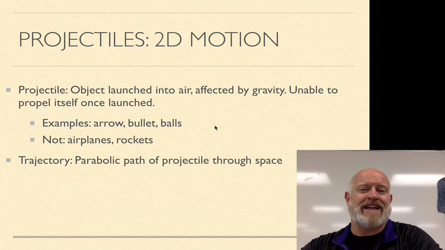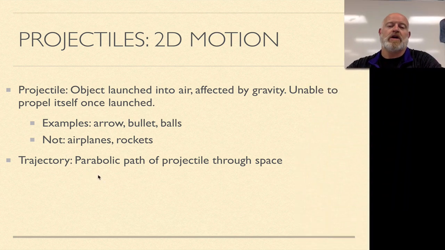We're also not looking at gliders because gliders are using a lot of air resistance and lift with their wings. So we're looking more at things that just fall through the air naturally. As they fall, we give them what we call a trajectory. Basically, it's the pathway that they follow. It is parabolic when we launch things two-dimensionally. So we're always thinking along the lines of parabolas as we see things moving and falling through space.